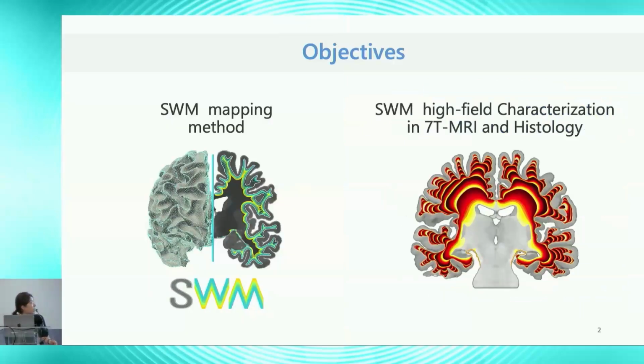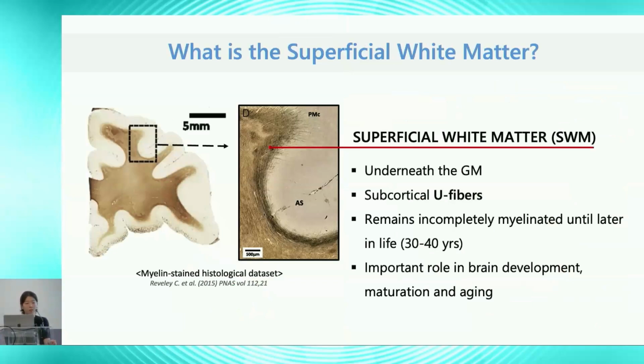So the objectives of this presentation are as follows. First, to explore the methods used for superficial white matter mapping, and second, to characterize the superficial white matter in high-field 7T MRI and histology. Before we proceed, let's first define the superficial white matter.